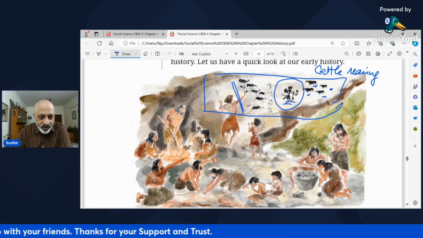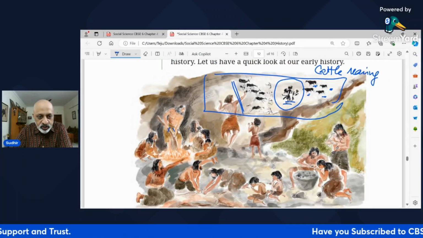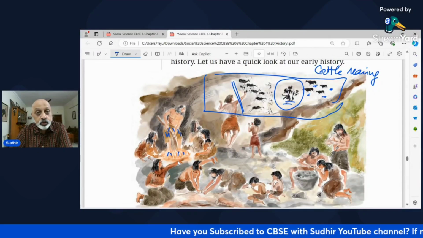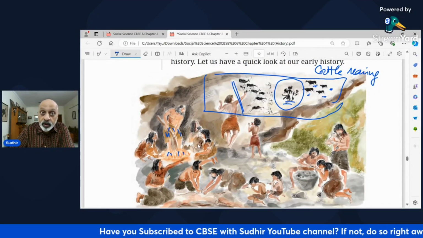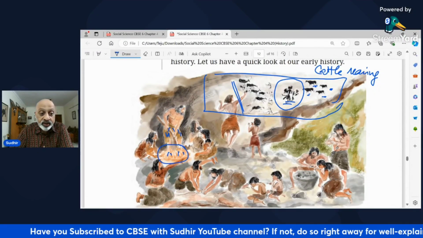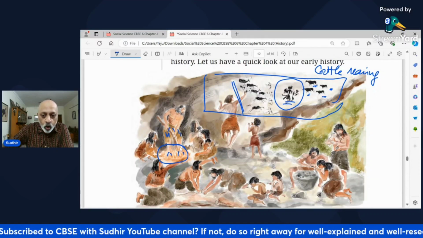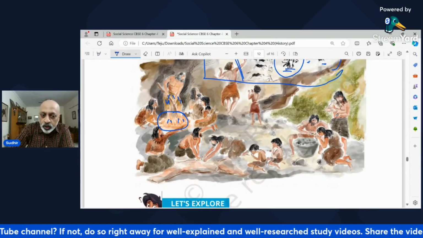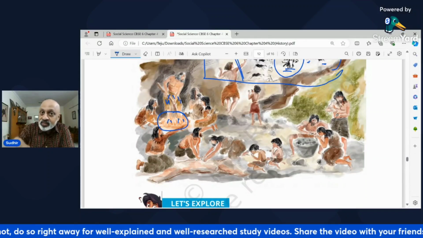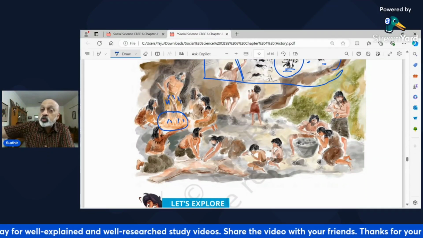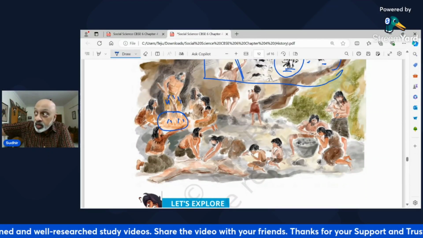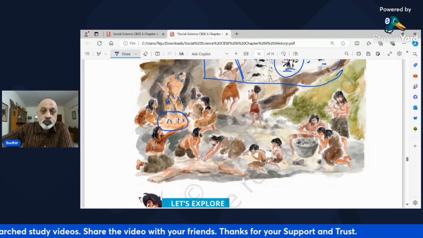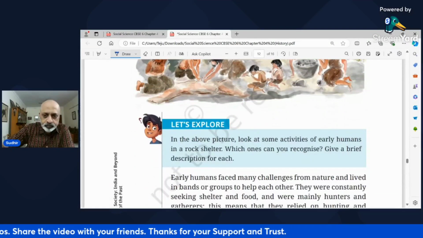Then you have these kind of dresses which are being drawn, which means that they were bare chested and they would just wear something here. And here you can see fire, which means that they were using fire, they had discovered fire. So with all these drawings that you find on the caves, etc., you are able to find out that this is how man lived so many hundreds of years ago in this part of the country or this part of the world. Okay.